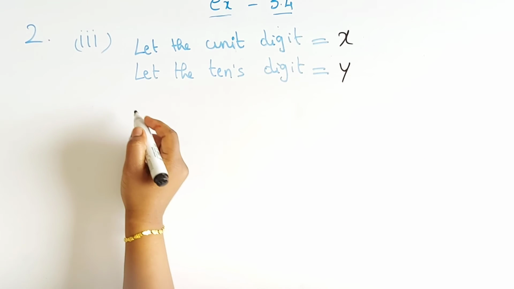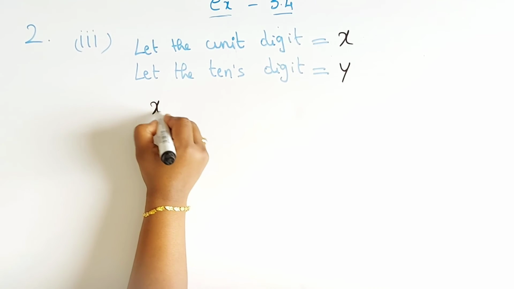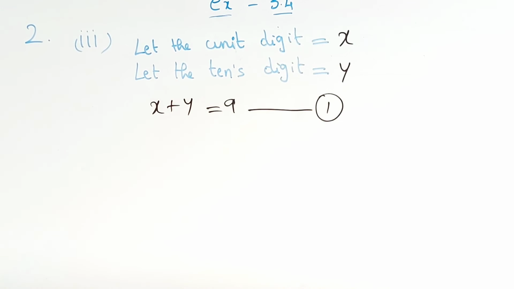What is the first condition? Sum of the digits of the number. That means x plus y equals 9. This is the first condition. Right, children?